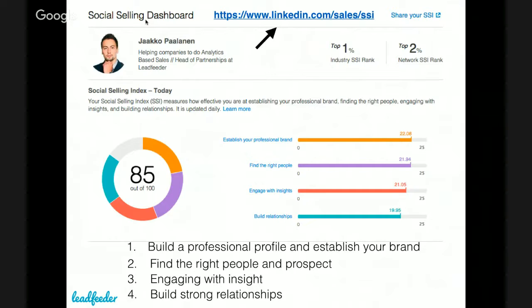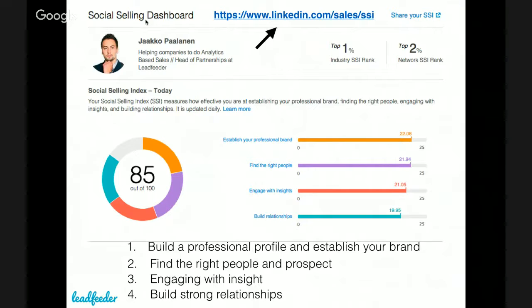And it consists of 4 key things that are measured in social selling. The first one is building a professional profile and establishing your brand. Second one is finding the right people and prospects. Third part is engaging with insights. And the fourth part is building strong relationships.